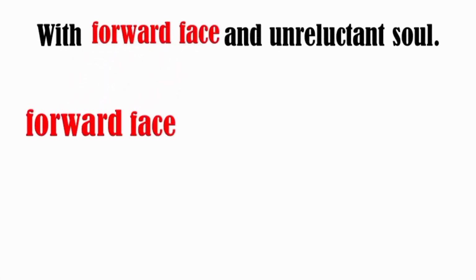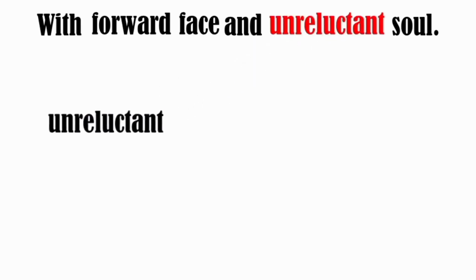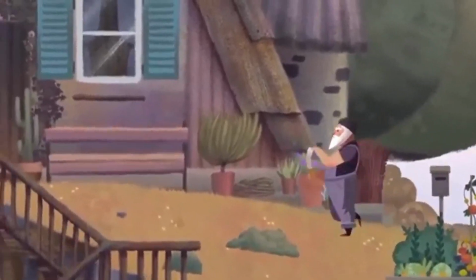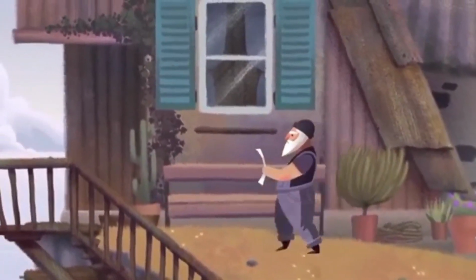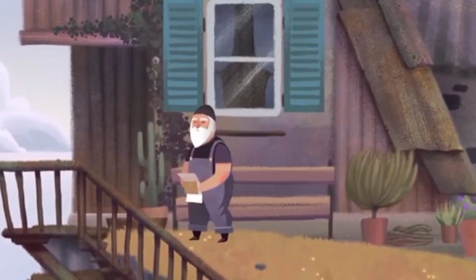With forward face and unreluctant soul. Forward face. It means the poet thinks about the future with a positive note or has some modern ideas about the future. Unreluctant. The word "unreluctant" shows eagerness or willingness to do something. The second line talks about the poet's modern ideas about the future and ways to execute the plans with a soul that is willing to do.